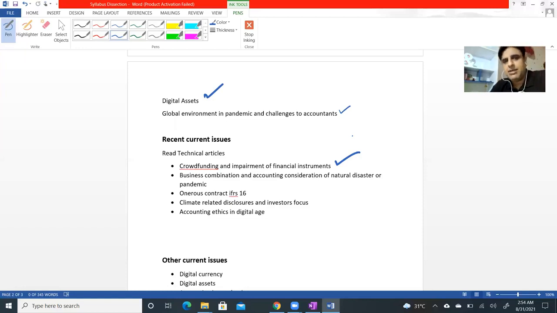Next, business combination and accounting consideration of natural disaster. This is what I have told you already. Onerous contract, IFRS 16. Climate related disclosures. Climate related, environment and climate is nowadays a very important one. So sustainability, environmental reporting, just read these issues. And lastly, accounting ethics in digital age.